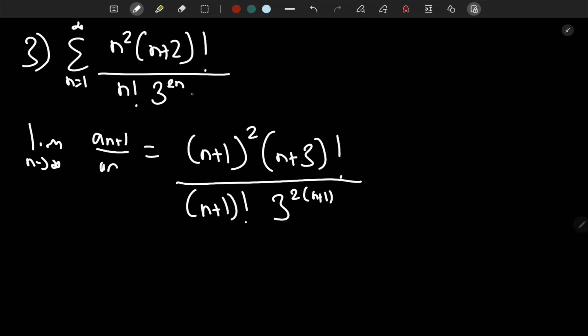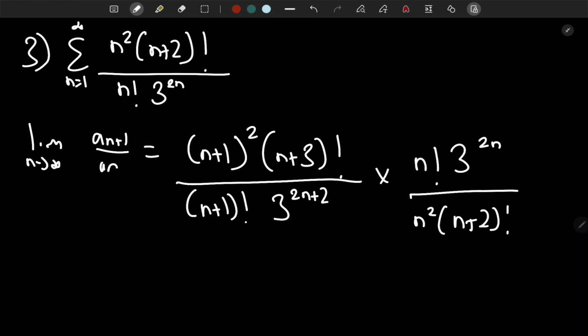Remember that we are adding 1 to all the n's. If there is a 2 behind it, this means that we need to use brackets, because if you write 2n plus 1, that's not the same thing as 2 into n plus 1. You can see the difference. So let's just simplify and write this part. It's going to be 2n plus 2. I just distributed the 2. Now it's going to be multiplied by the reciprocal of a n, which is n factorial 3 to the power of 2n over n squared into n plus 2 factorial.